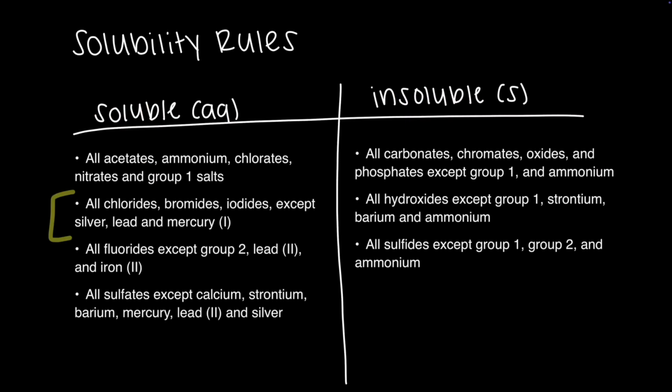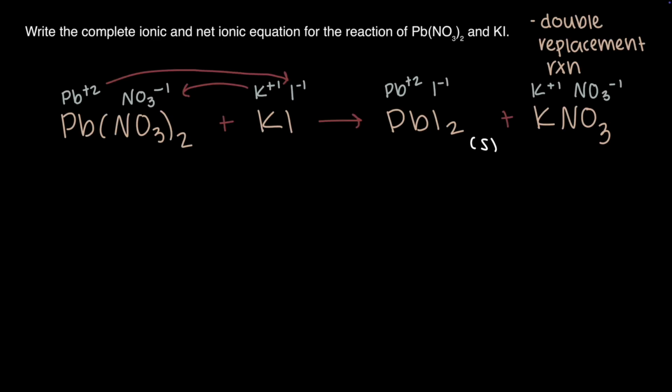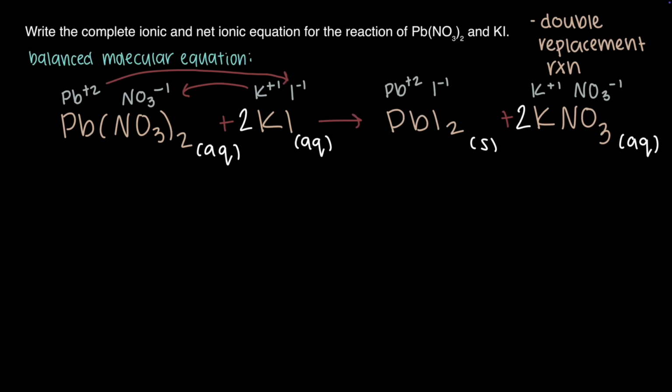Looking at solubility rules, we have all chlorides, bromides, and iodides are soluble except when bonded to silver, lead, and mercury. Lead is one of the exceptions, so PbI2 is insoluble and is a solid. All other compounds will be aqueous, so we write AQ for the state of matter. To balance the equation, we need 2 KI and 2 KNO3. This is our balanced molecular equation.